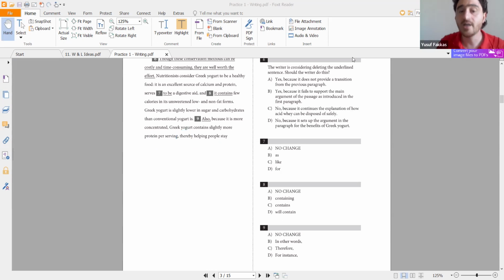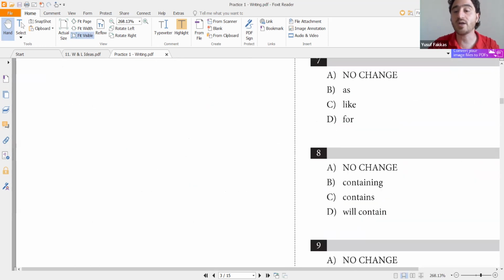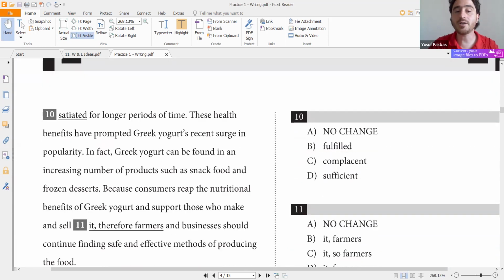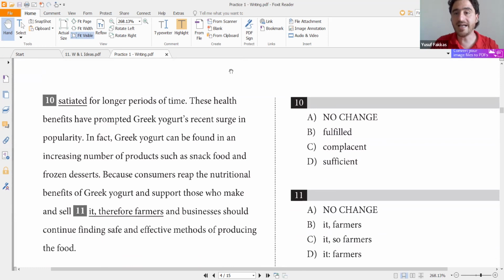That's the question now, okay? Because I'm not going to come back to this page. So focus with me, please. Greek yogurt is more concentrated. That means it has more protein. And because it has more protein, it helps people stay what? For longer periods of time. It helps people stay satiated, fulfilled, complacent, or sufficient for longer periods of time. I'm going to give you some time to answer this question. So send me your answers in the chat box, please.